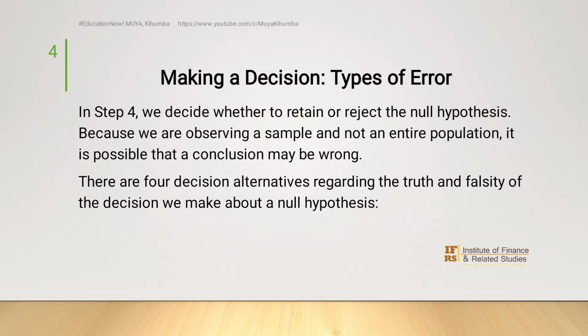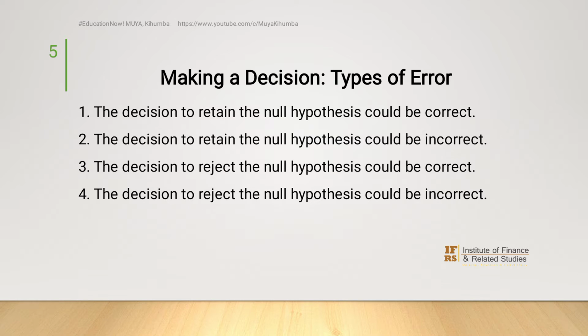In the 4th step, we decide whether to retain or reject the null hypothesis. Because you're observing a sample and not the entire population, it's possible to make a conclusion that may be wrong. The decision can either be correct, that is correctly reject or retain a null hypothesis, or it could be wrong, that is incorrectly reject or retain a null hypothesis. We investigate each decision alternative in the subsequent section.